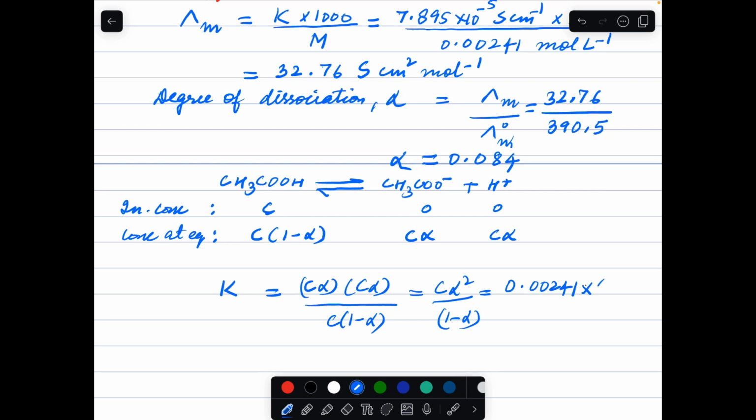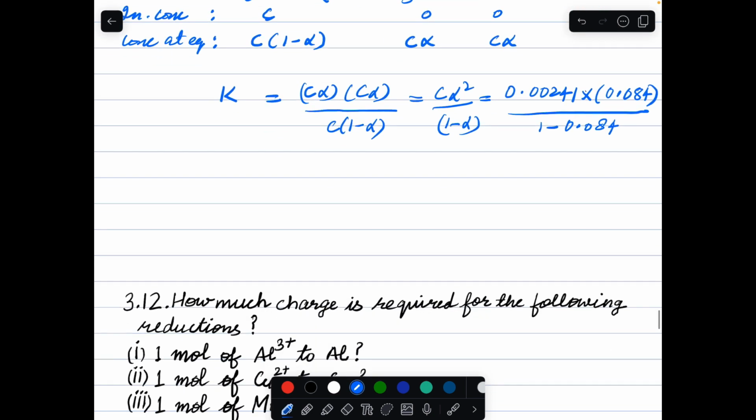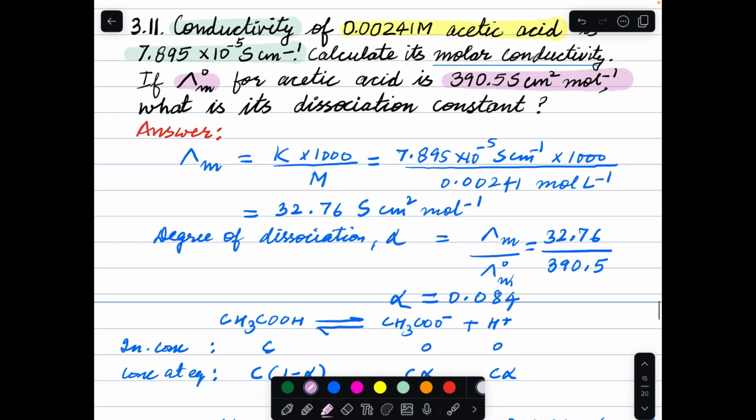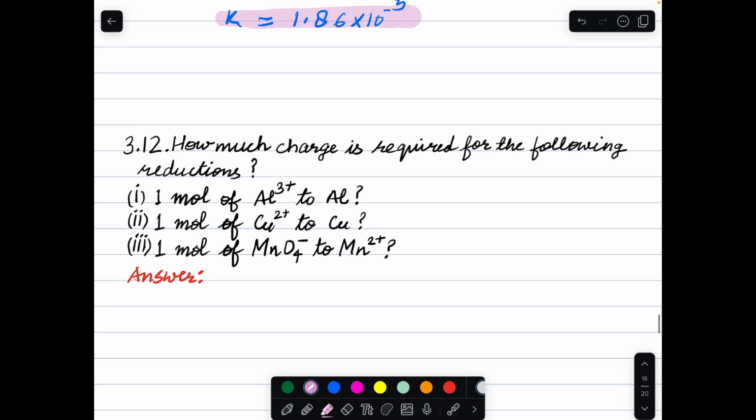multiplied by the value of alpha which we have calculated, which is 0.084, divided by 1 minus 0.084. Okay, and you will get your value of dissociation constant, which is equal to 1.86 into 10 raised to the power minus 5. So this is your answer, that is your dissociation constant value, and the first value is your molar conductivity. So this is the molar conductivity value, that is first answer. I hope it is clear.